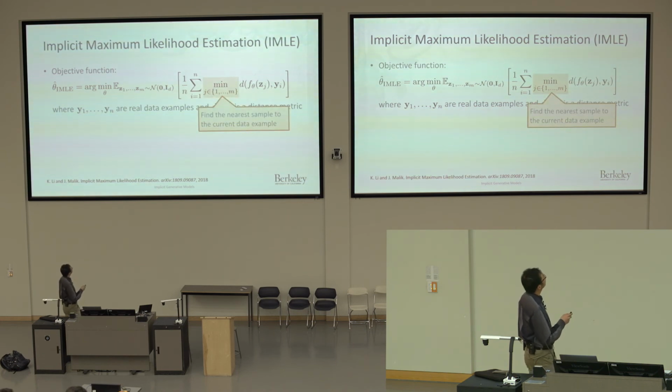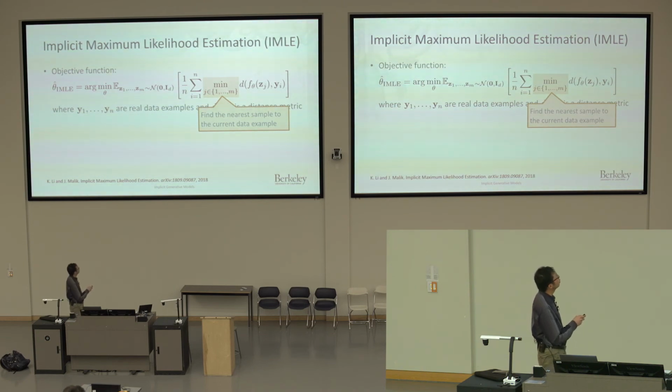So in the first step, we're going to be essentially trying to find a minimum distance over all the different possible generated samples to the current data example yi. So this is going to go over all the different z's, the random vectors that we generate. We're going to get the samples out, and then we're going to look and see which one's the closest to yi.